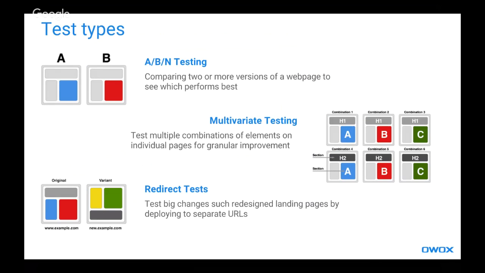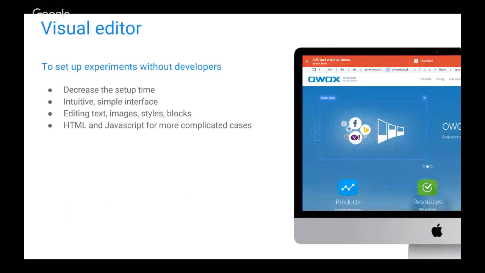If we're talking about A/B testing and multivariate testing, it can be done through the visual editor that you set up as an add-on. It allows you to decrease the setup time because you can basically just drag and drop different elements. It has a very intuitive, simple interface. You can edit texts, images, styles, and layout without involving HTML or JavaScript skilled people.